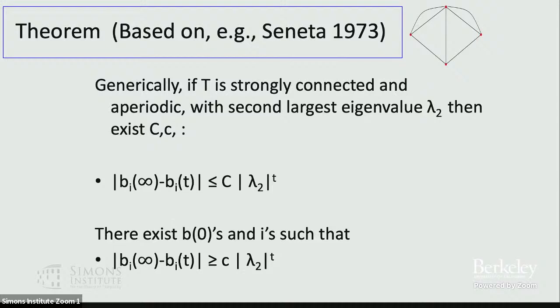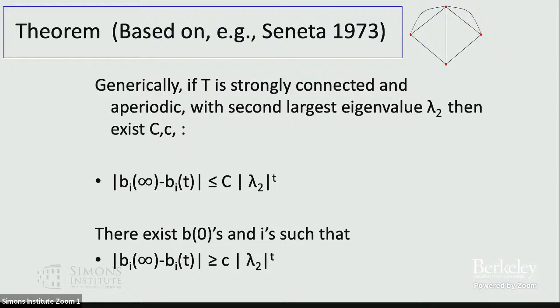Okay. So what does the speed look like? From Markov chain theory, you can do this. Generically, if T is strongly connected and aperiodic with second largest eigenvalue lambda2, then there exist constants such that for all beliefs, the eventual belief minus the belief at some time t is less than or equal to c times lambda2 to the t. Right? So how far away you are from where you're going to eventually be in terms of the convergent beliefs is bounded above by lambda2 to the t.